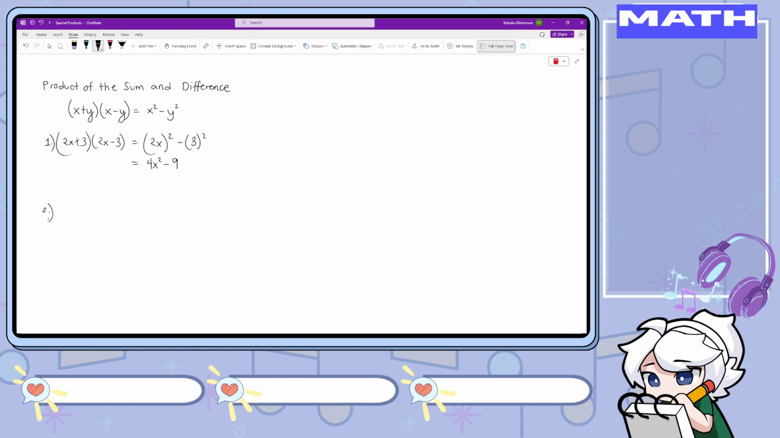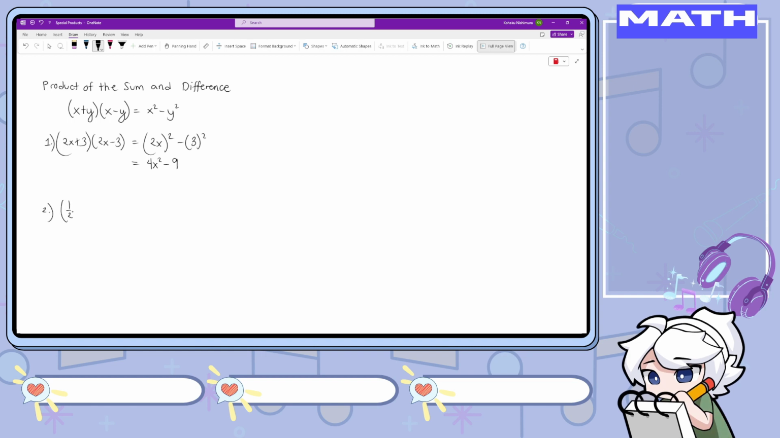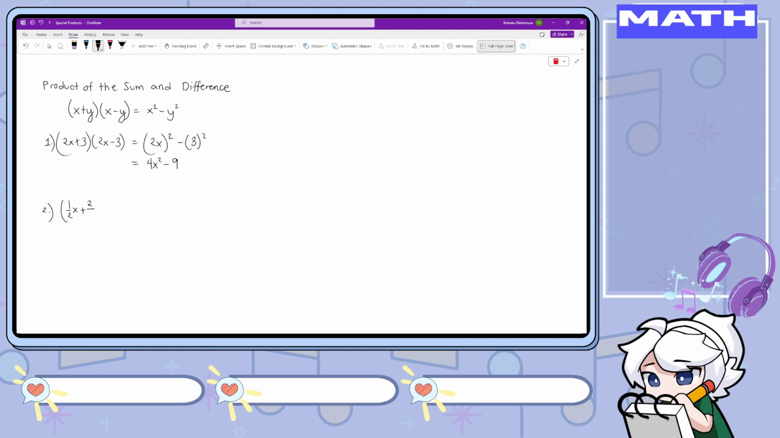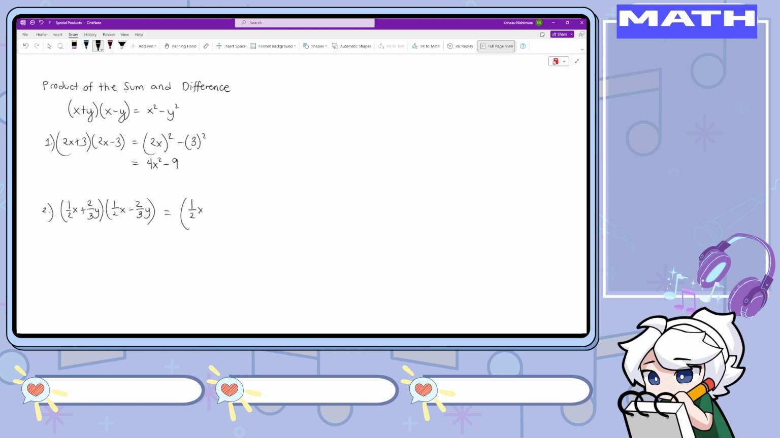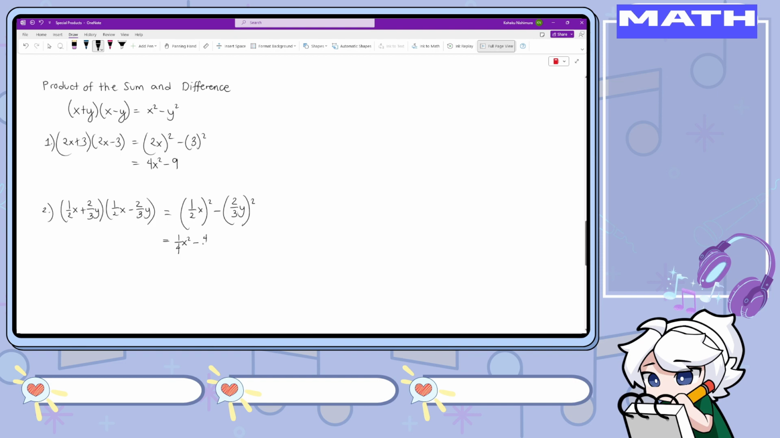Simple as that. Number 2, I have 1/2 x plus 2/3 y, and then 1/2 x minus 2/3 y. It's just simply getting 1/2 x quantity squared minus 2/3 y quantity squared. If I square 1/2, it's just simply 1/2 times 1/2, which is 1/4. And then square x, minus 2 times 2 is 4, and then 3 times 3 is 9, and then y times y is y squared. Simple as that.